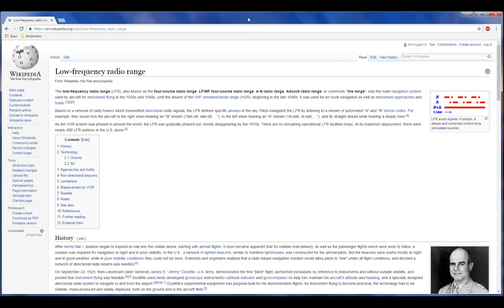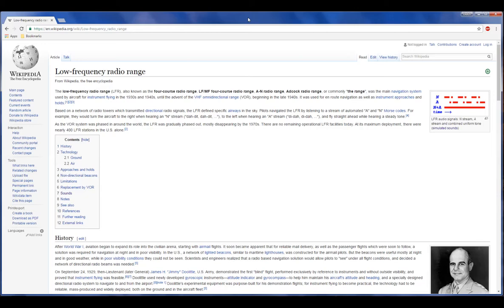So I'll be reading to you a couple of paragraphs in the Wikipedia entry. If you Google low frequency radio range, you will come up with a wealth of information about how the radio ranges used to work. But the MilViz Bobcat has a full and authentic simulation of the radio range system and contains a virtual set of radio ranges for the entire United States and Canada, as they would have appeared in about 1944.